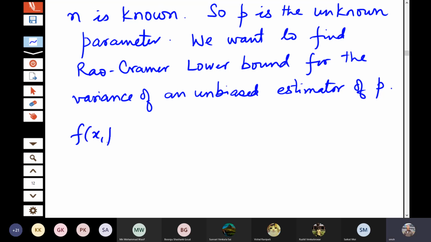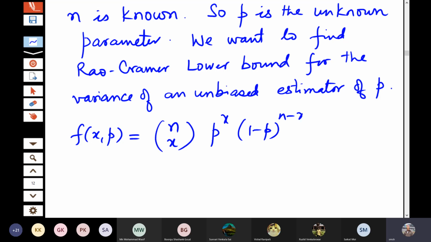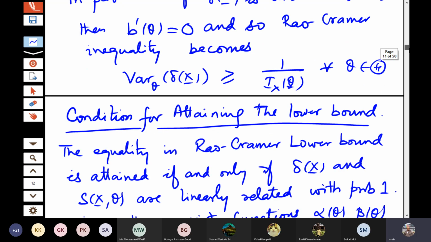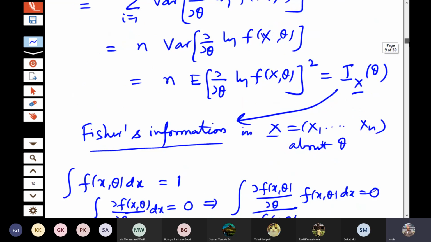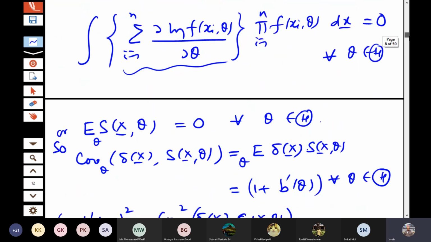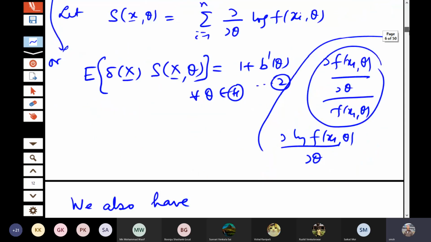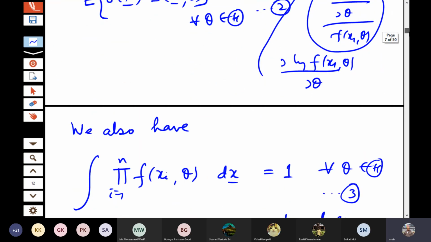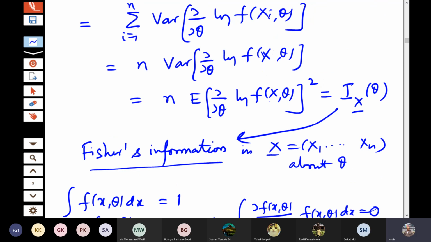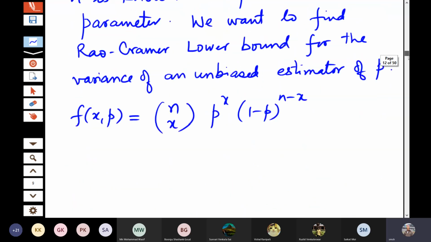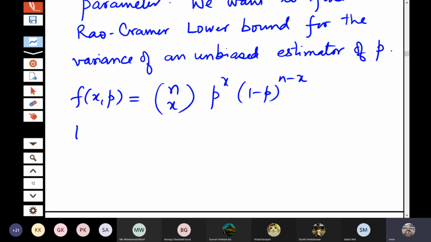Let us write down the probability mass function here: nCx p to the power x, (1 minus p) to the power n minus x. So what do I need to calculate? I_X(theta). What is the definition? We have written that it is the expectation of (del log f_X(theta) by del theta) whole square. This is the term here, because n is 1, one sample I am taking. So let me consider here log of f_X(p).